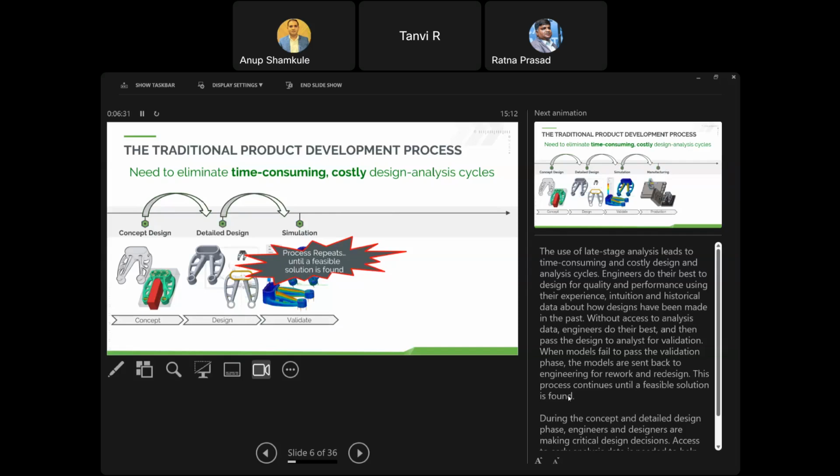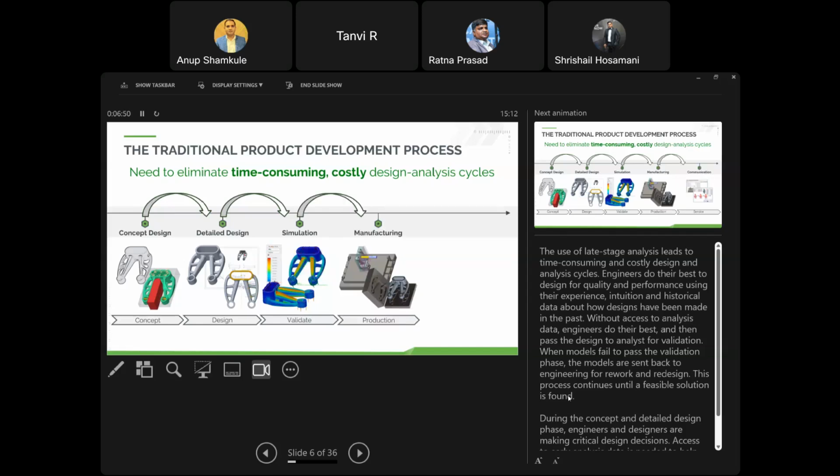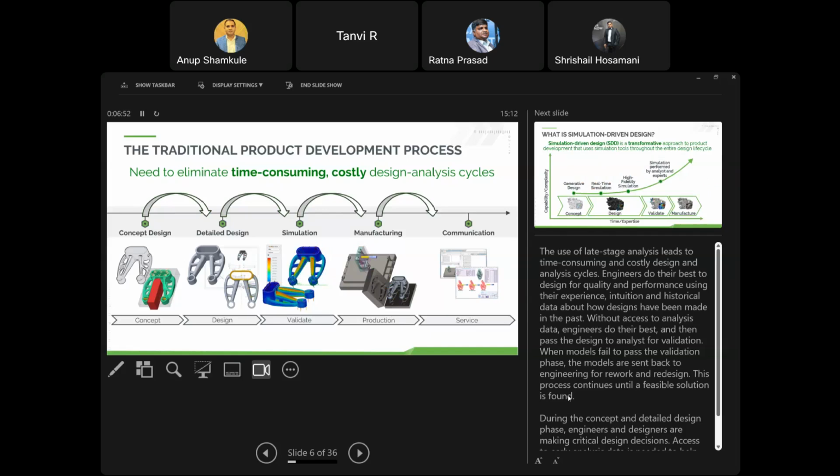What is happening is that this late stage analysis is time consuming, and it may give rise to a lot of costly design errors, and a lot of analysis cycles or design cycles are getting elongated. So that is where the concept comes in: why don't we get into the analysis early at the design? Why don't we do it in the concept design phase, or the detailed design phase? So that is where we have this concept which is called simulation driven design.